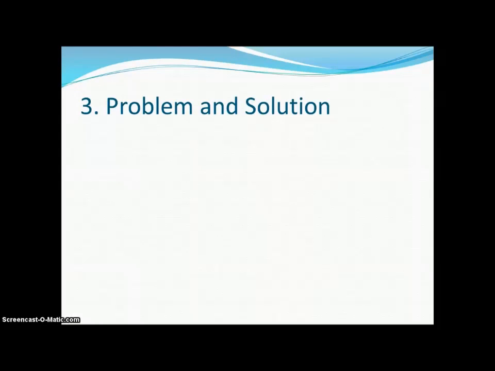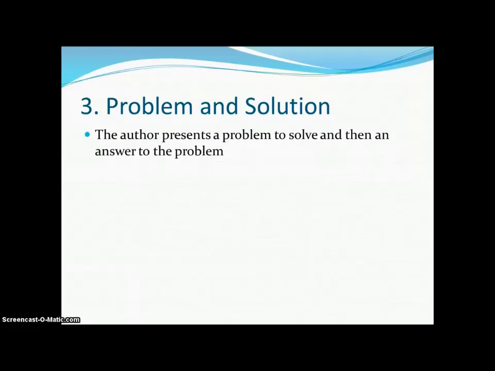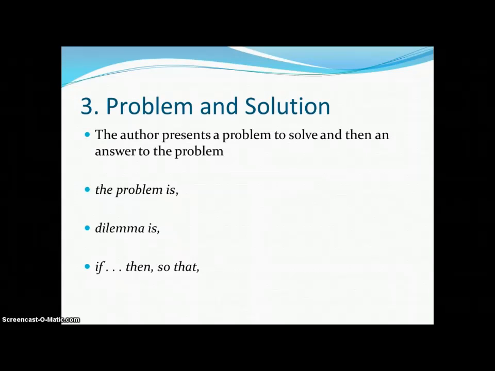The third text structure is problem and solution. This is when the author presents a problem to solve and then gives you an answer to the problem in the story. When you see words or phrases like the problem is, the dilemma is, or if, then, and so that, you know that the author is creating a problem and solution text structure.